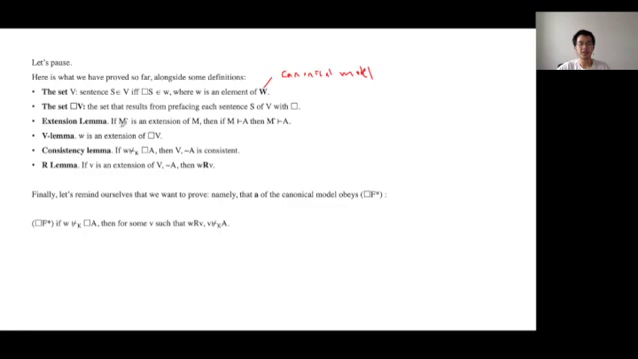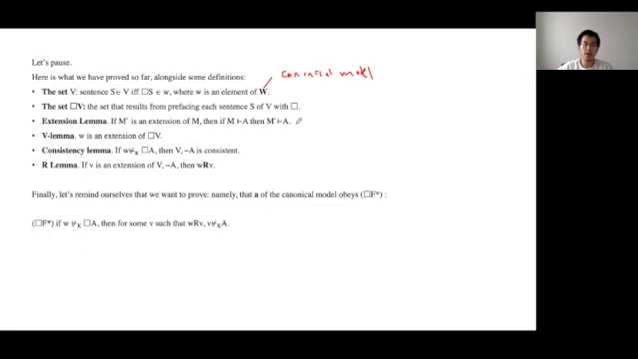Okay, the extension lemma says that if M prime is an extension of M, then if M proves something, then M prime continues to prove that same thing. Our V lemma told us that W is an extension of box V. Our consistency lemma told us that if W does not prove box A, then the set V and the negation of A is consistent. And our R lemma tells us that if V is an extension of V and the negation of A, then W is related to V.